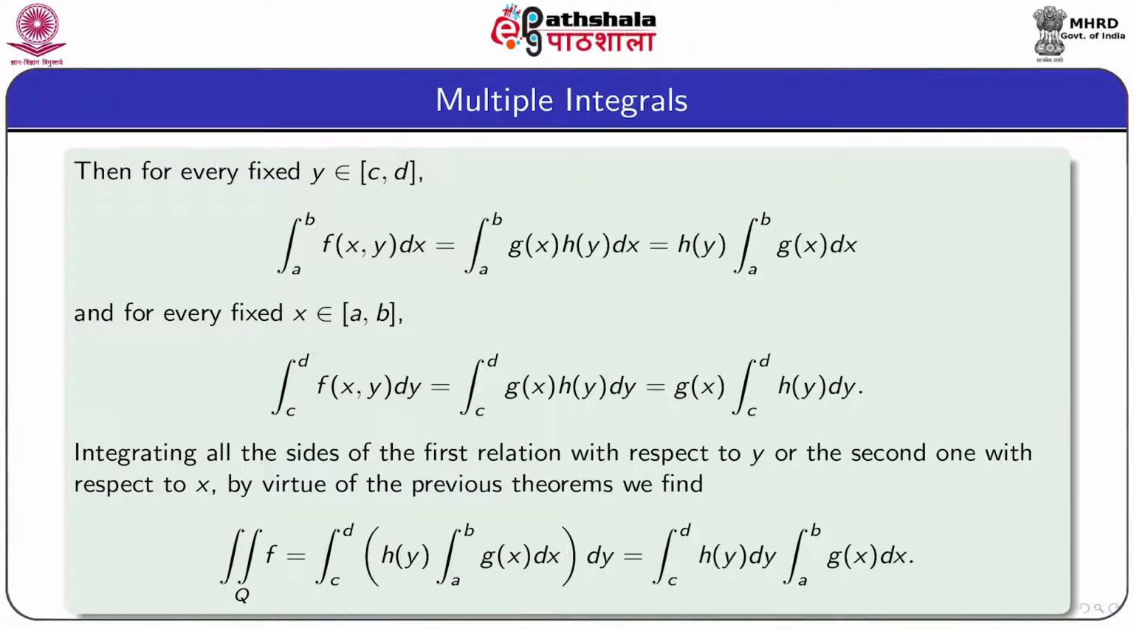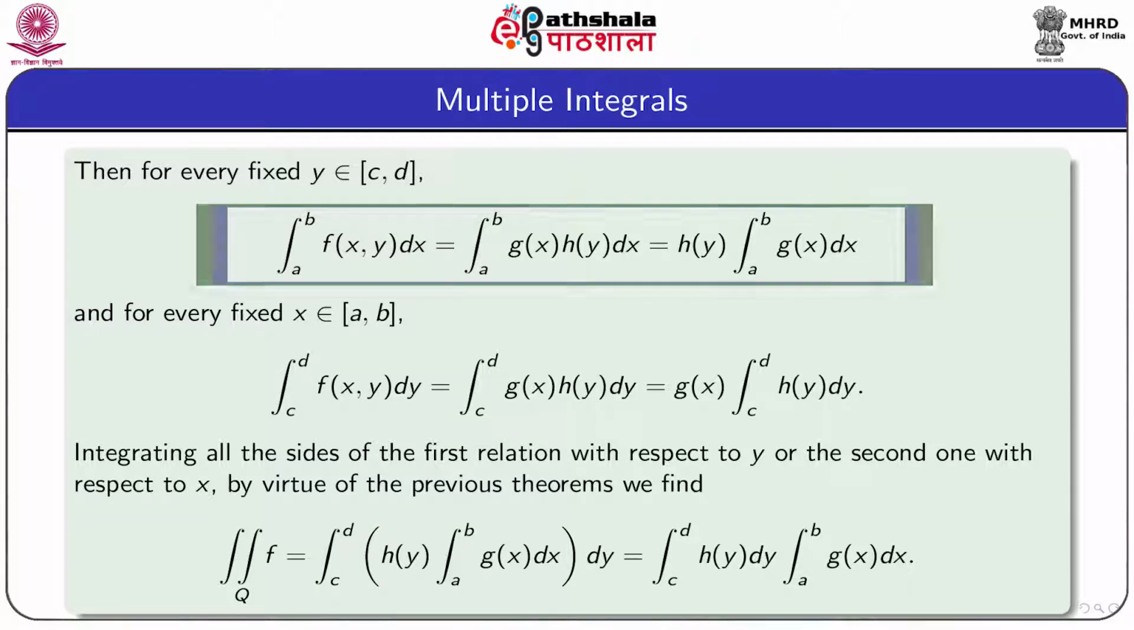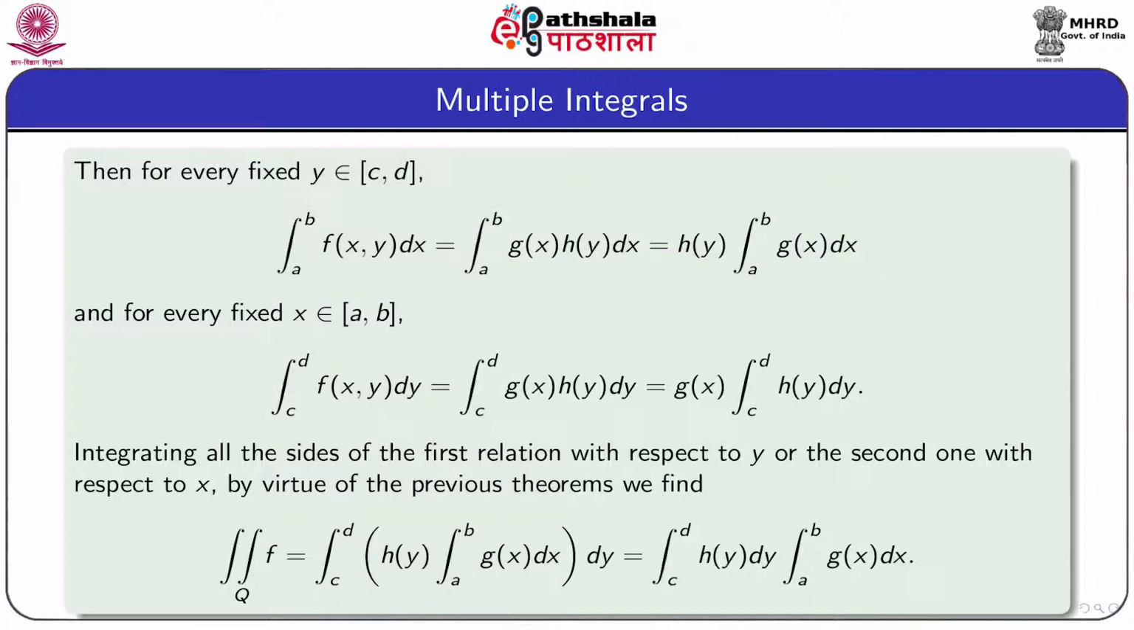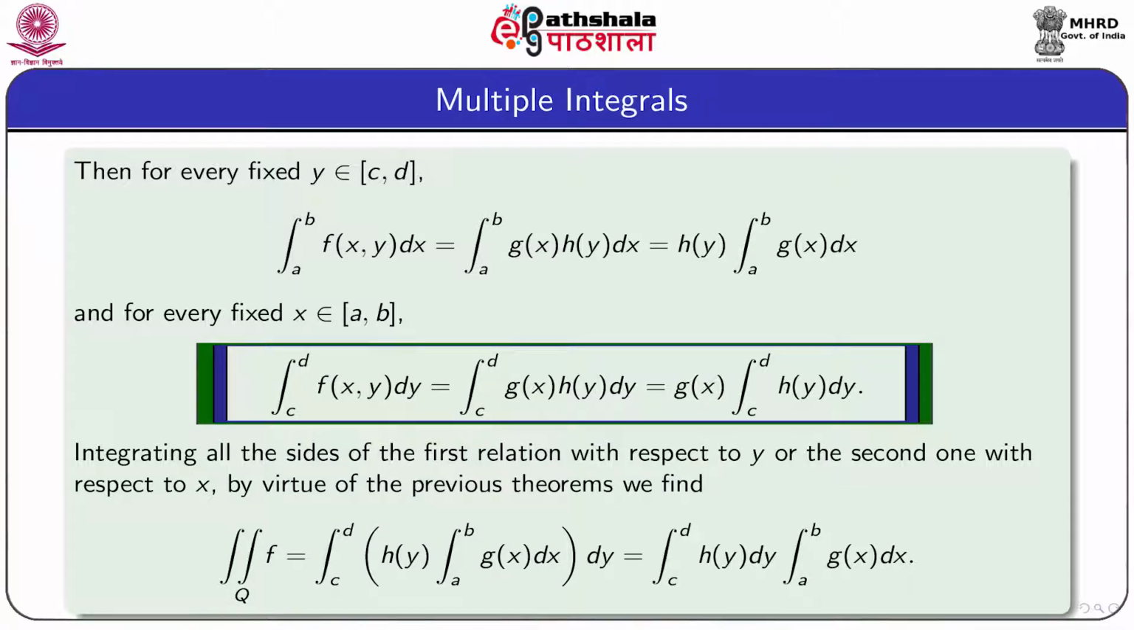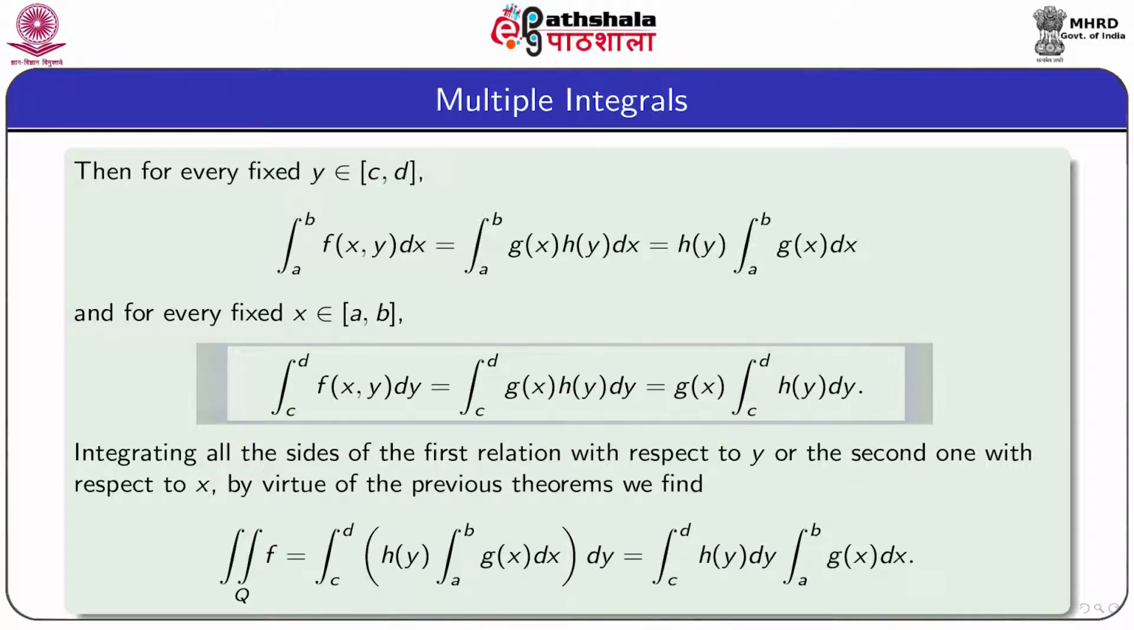Then for every fixed y from the bounded closed interval with endpoints c and d, we find integral a to b f(x,y) dx equals integral a to b g(x) h(y) dx equals h(y) integral a to b g(x) dx. Similarly, for every fixed x from the bounded closed interval [a,b], integral c to d f(x,y) dy equals integral c to d g(x) h(y) dy, and it is equal to g(x) times integral c to d h(y) dy.